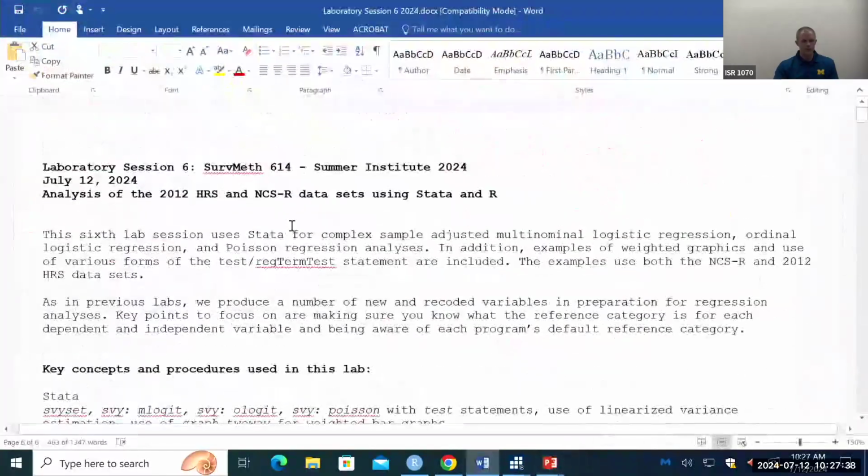All right, so our goal today in lab is to focus on examples of multinomial, ordinal, and Poisson regression analyses. At this point, all the stuff about setting the survey design features and data management, I'm going to go through very quickly, because I want the focus to be on the model fitting and making sense of what we're seeing when we fit these kinds of models. That's going to be our primary focus.